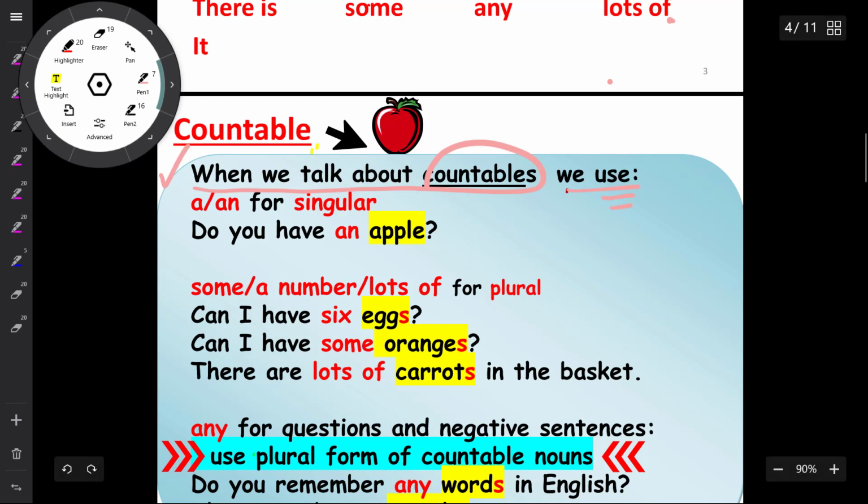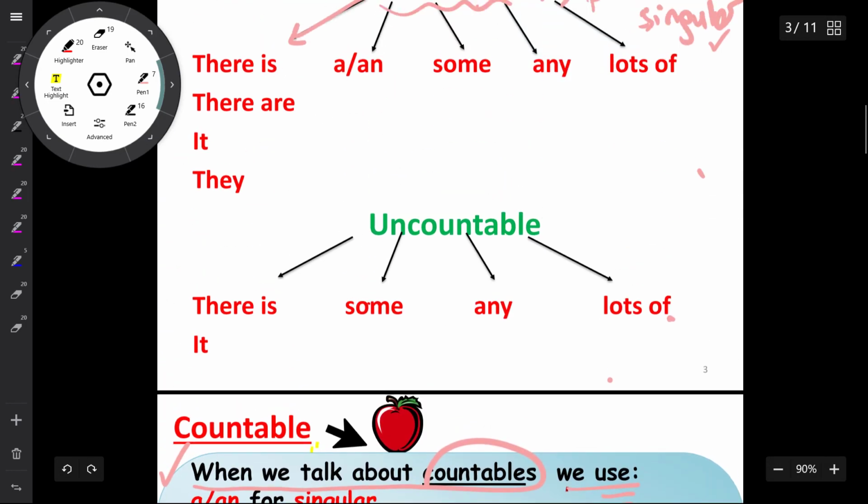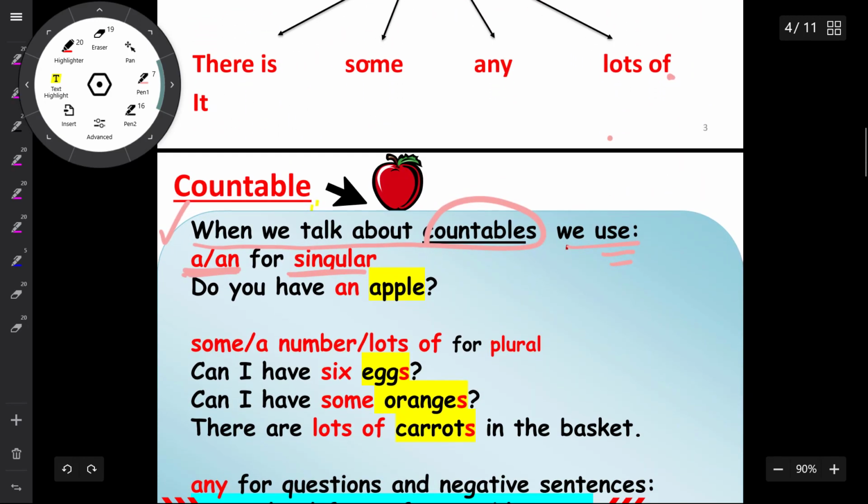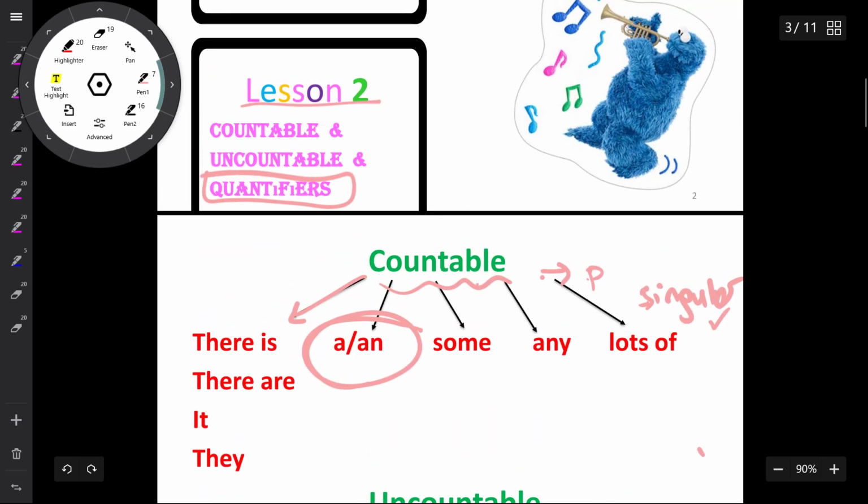First, we can use an for singular. Yes, let's look. Do you remember countables, an with the singular form? For example, do you have an apple? Do you have an apple? Okay, look at this one with the yellow highlighted word apple. Apple, countable. But look, is it singular or plural? Singular. So countable and singular, there is no other option to use an.